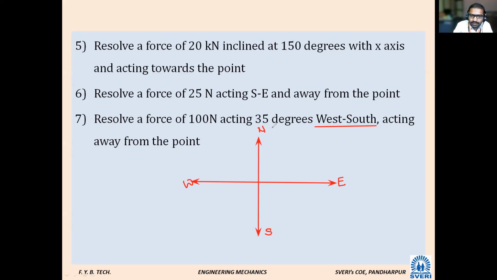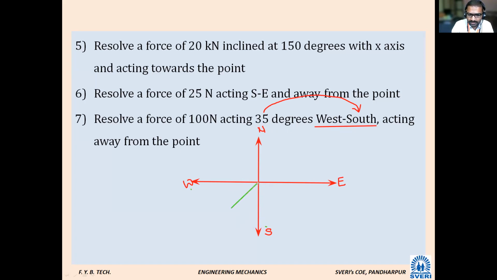Okay. So whenever he has given the direction in the quadrant system, in the last class what I told was that it is with respect to vertical. Okay, just make a correction. So whenever he has given 35 degree west south, this 35 degrees is with respect to south. Okay. So which quadrant does this come in? West south means first, second or third quadrant? Third. This is west, this is south.